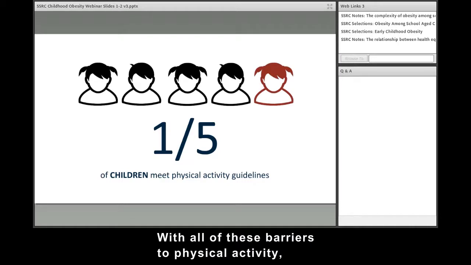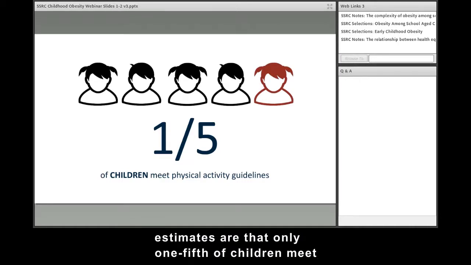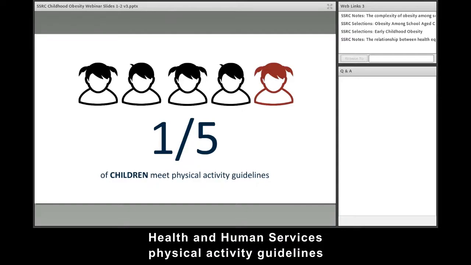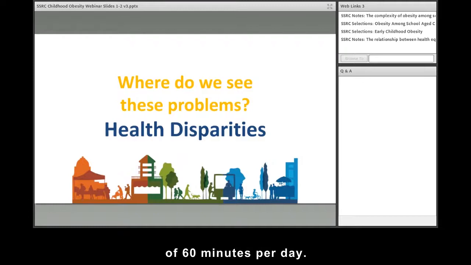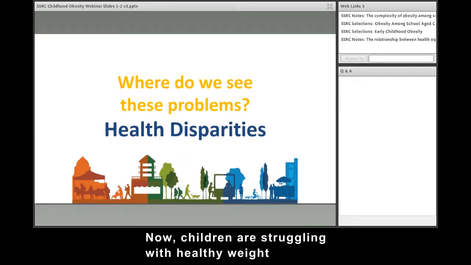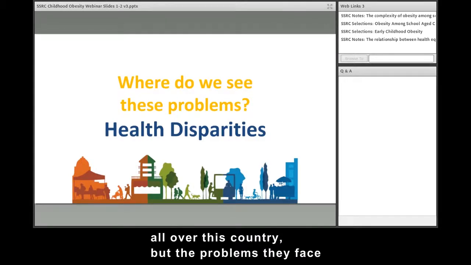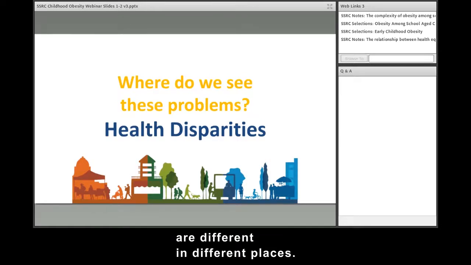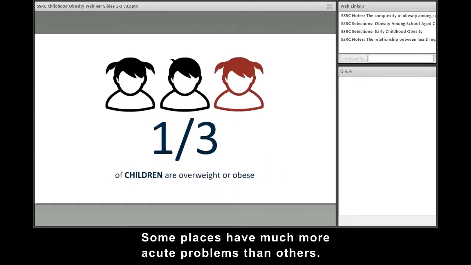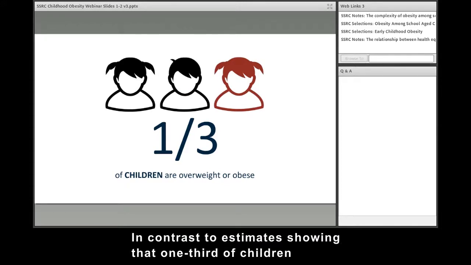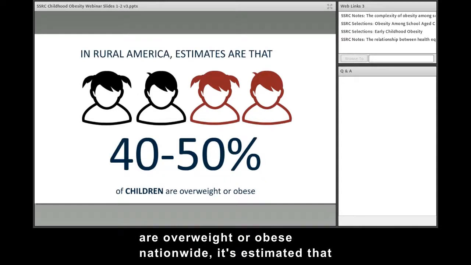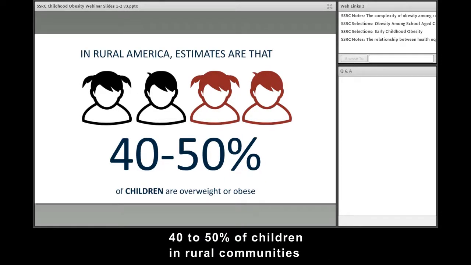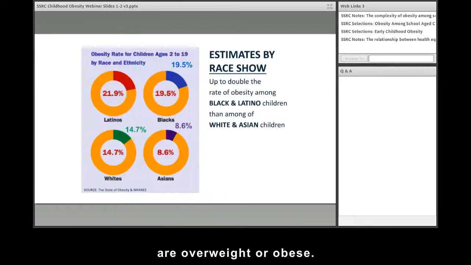And with all these barriers to physical activity, estimates are that only 1/5 of children meet Health and Human Services physical activity guidelines of 60 minutes per day. Now, children are struggling with healthy weight all over this country, but the problems they face are different in different places, and some places have much more acute problems than others. So in contrast to estimates showing that 1/3 of children are overweight or obese nationwide, it's estimated that 40 to 50% of children in rural communities are overweight or obese.